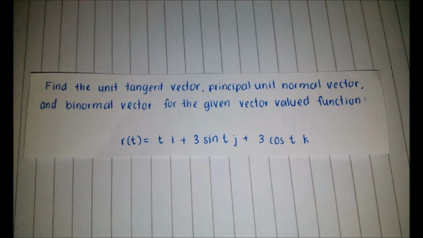This is an example for chapter 3. Find the unit tangent vector, principal unit normal vector, and binormal vector for the given vector valued function. r(t) equals t i plus 3 sin t j plus 3 cos t k.